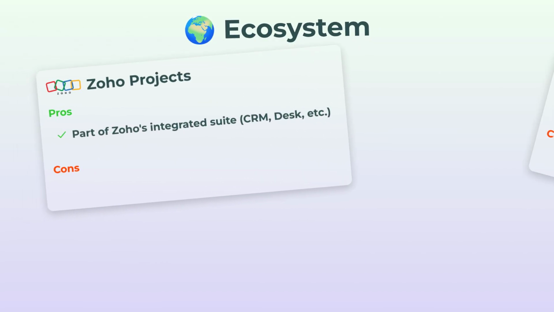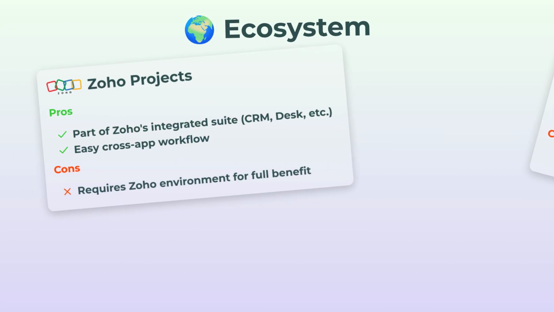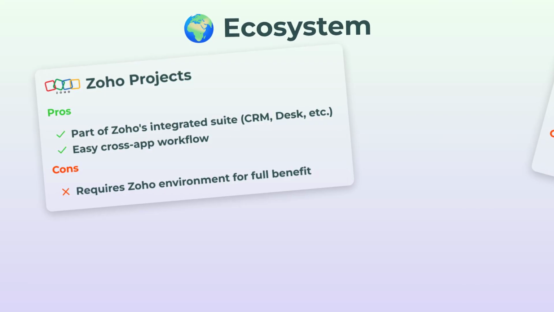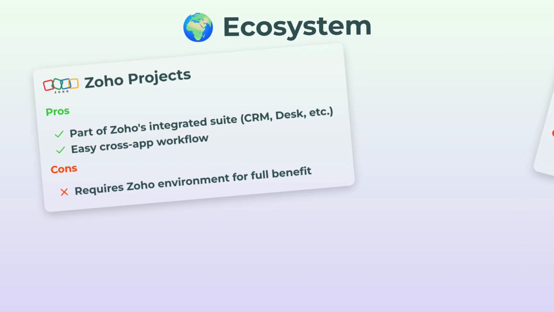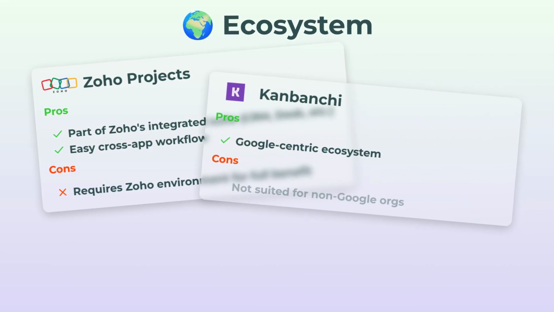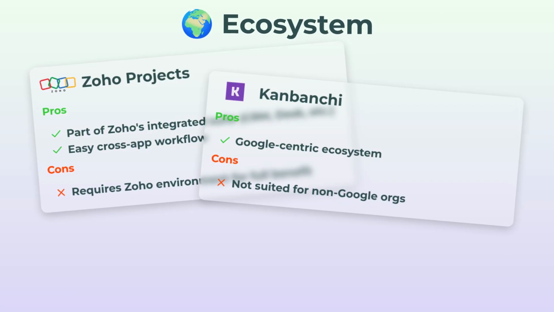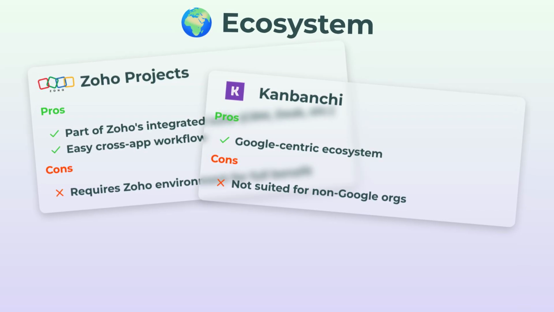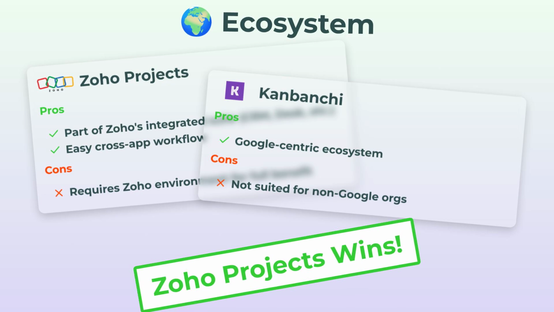Alright, last but not least, ecosystem. Zoho Projects is no contest, part of this whole Zoho world, CRM, Desk, the works. You want cross-app workflows? It's all baked in, but you really get the most out of it if your team's already Team Zoho. Kanbanchi? Well, if you breathe Google, it will feel like home, but step outside Google's walls and yeah, it kinda loses its magic. Zoho's the winner here easily.